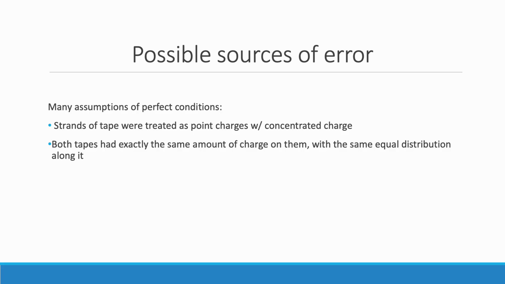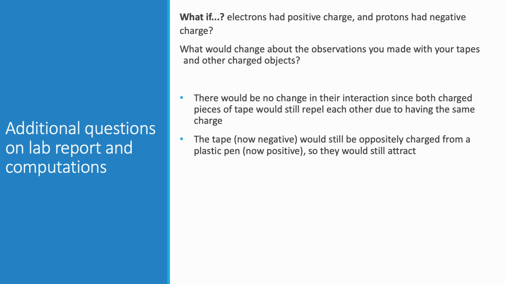And some possible sources of error from this were the assumptions of many perfect conditions. So first, that the strands of tapes were treated as point charges instead of actual pieces of tape. They're treated as point charges with a concentrated charge. And then second, that both tapes had exactly the same amount of charge on them with the same equal distribution along it, which is obviously not really going to happen in the real world.